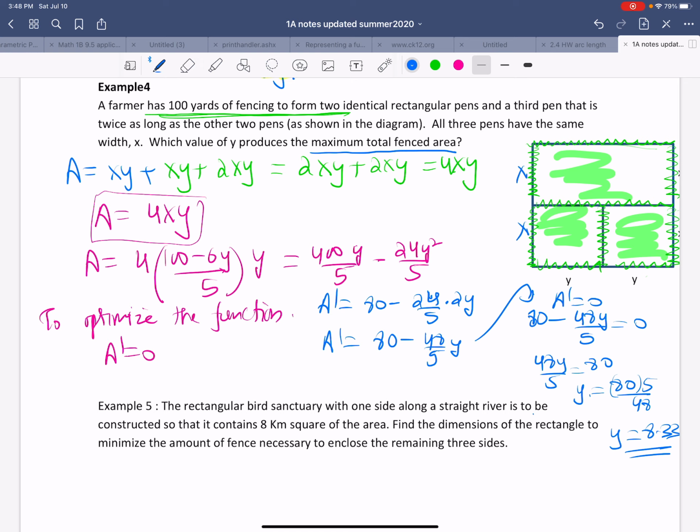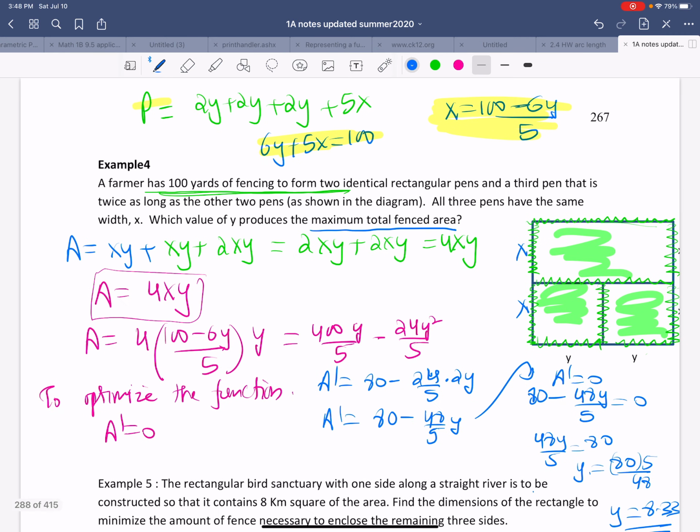So if y is 8.33, we also want to find out x. I'm going to plug that back in here. x will be 100 minus 6 times 8.33, divided by 5.